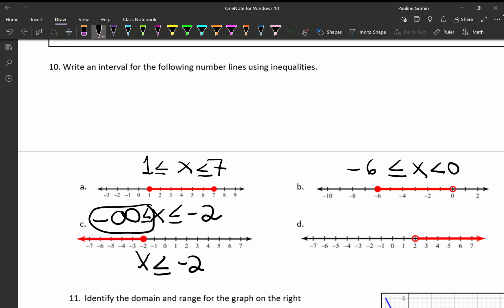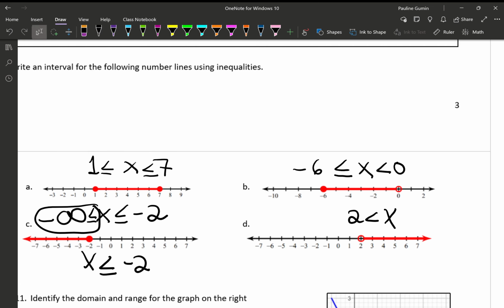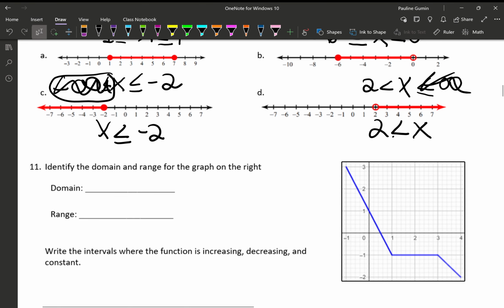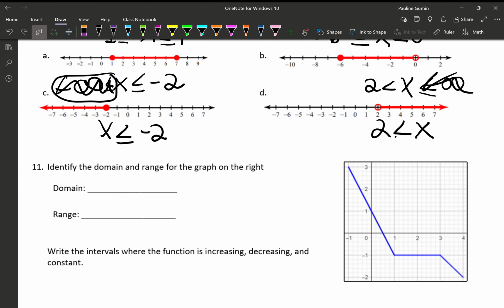Letter D, similar idea. The smallest number on the left we have is a 2, open circle, X, and our arrow goes all the way to the right. Now, we can still say that it's less than infinity or less than or equal to infinity, but we really don't need to. We can just say that 2 is less than X or that X is less than -2 for letter C. Okay? Number 11, let's identify the domain and range.